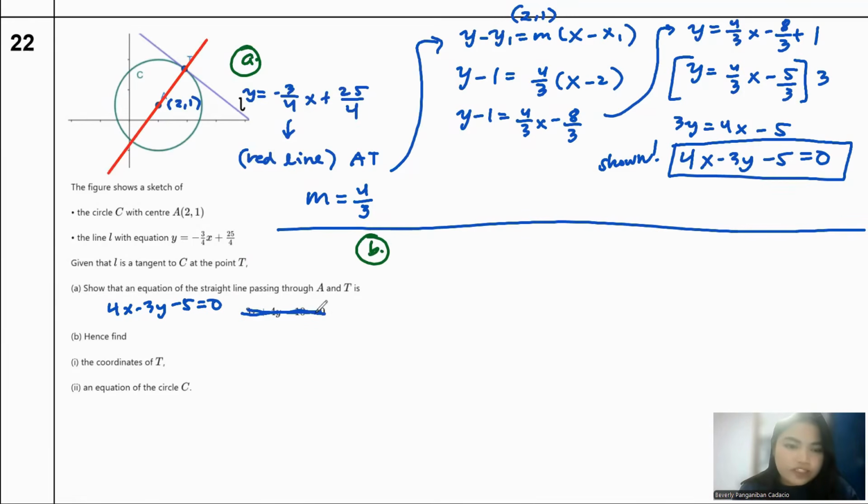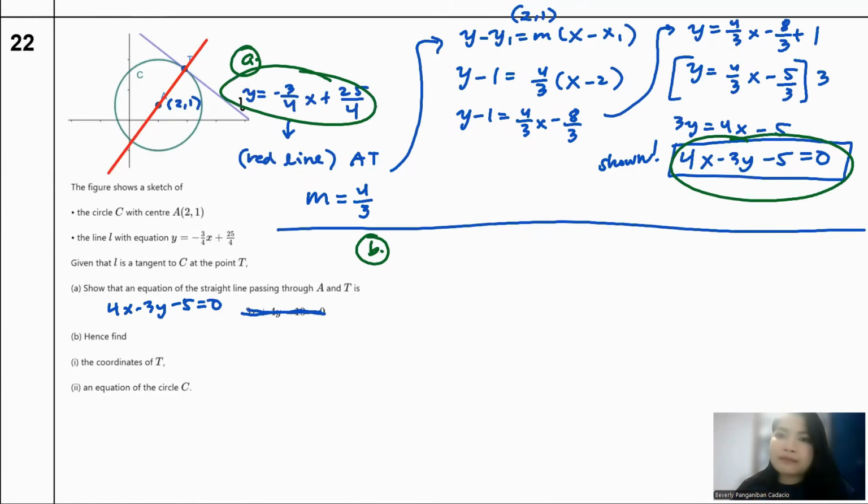Hence, find the coordinates of T. So T is like this one. You know that the equation of the red line is this, right? This is the red line. The violet diagonal line passing through the circumference will be this one. So I'm going to equate this and this, because to get the intersection between two equations, you equate them to each other.